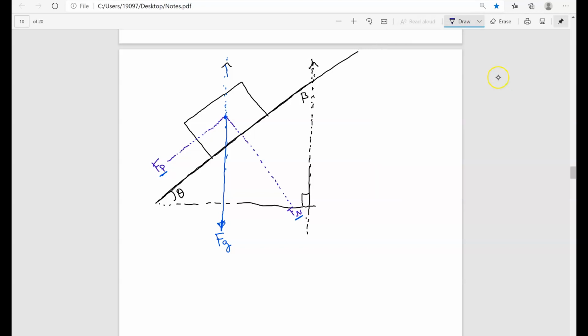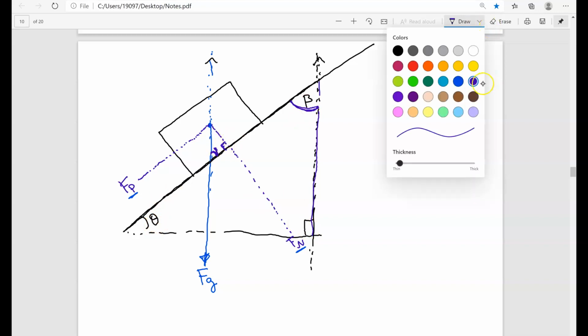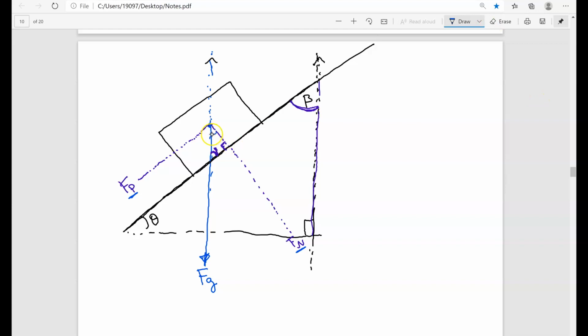you can see that this angle right here is going to be equal to what angle? Well, this angle right there is beta. You can see that you have a right triangle. This angle was just beta. This big triangle has angles of beta, 90 degrees, and theta. So if this is beta and this is 90 degrees, then this angle right here should be theta.